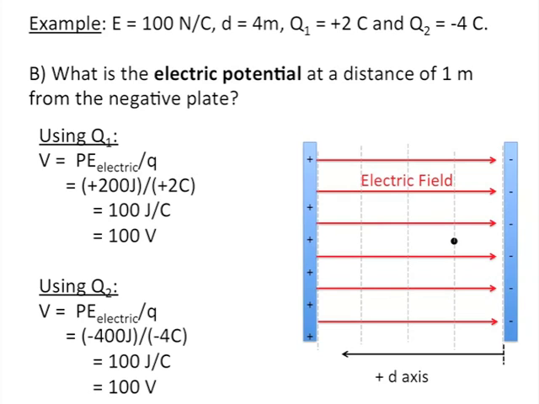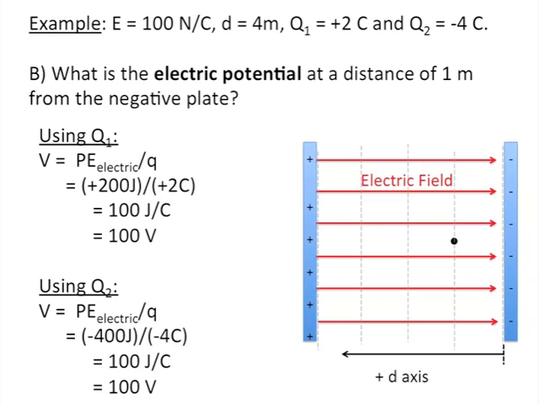Using Q2, we now need to substitute our negative 400 joules and then divide by our negative charge. And so you can see that the potential comes out to be 100 joules per coulomb, which is equal to 100 volts. So we can see that no matter what the charge, we have only one value that we always get for the electric potential at this point. So it doesn't matter what charge you put at this point. The electric potential will always come out to be 100 volts.